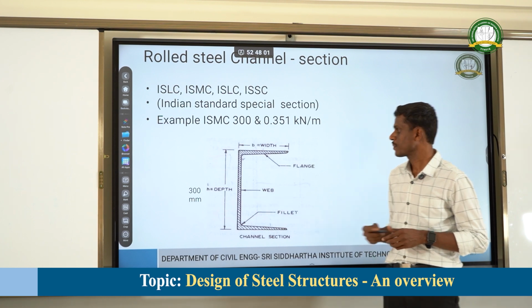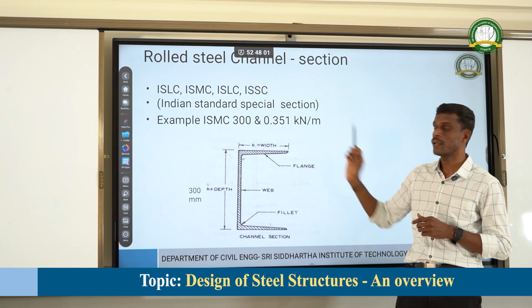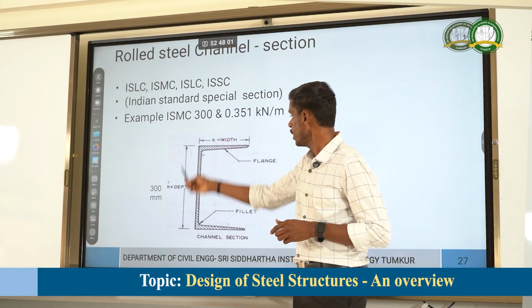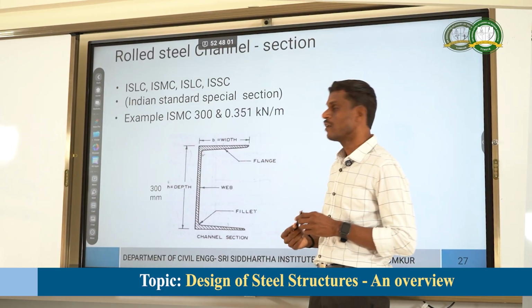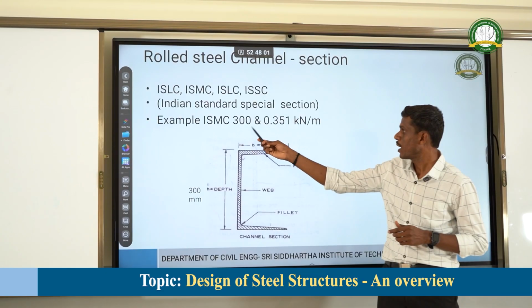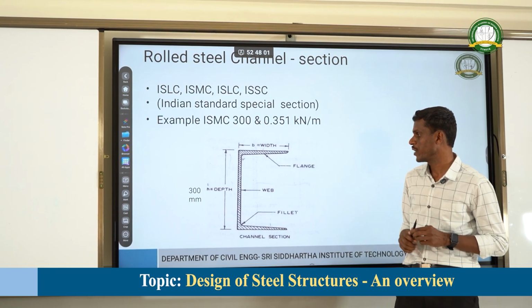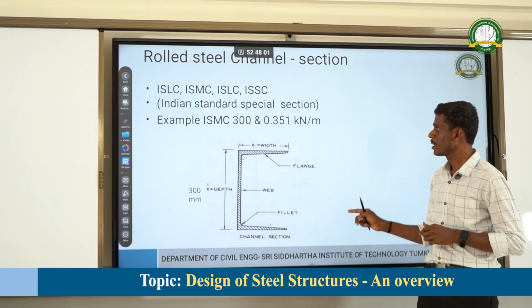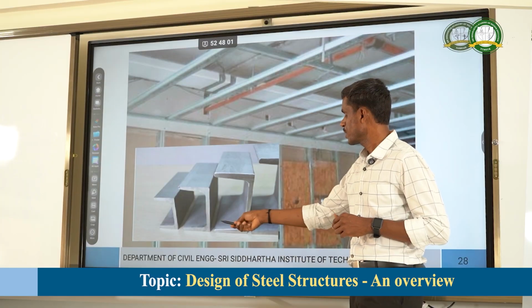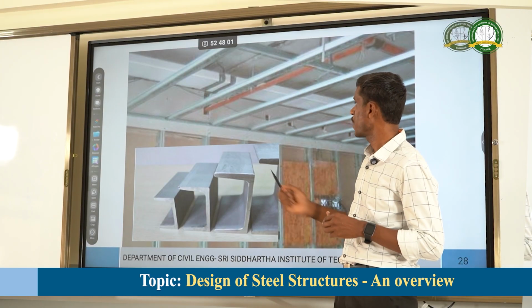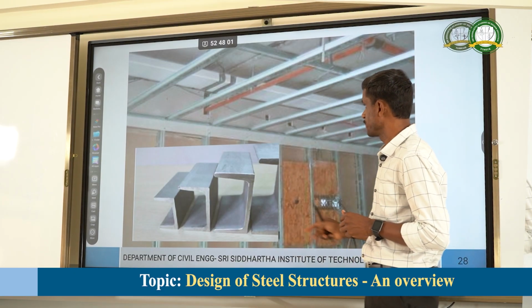having the web portion. So here ISMC 300 at 0.351 kilonewton per meter. 300 is nothing but the depth from this end to this end. This is the web portion where the D is going to be called, and 0.351 kilonewton per meter is the unit weight of that particular channel section. Some channel sections we can see here are going to be selected based upon the design. They are manufactured readily and are placed as required.